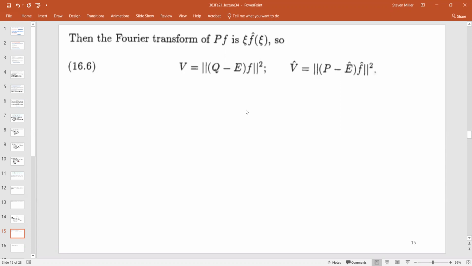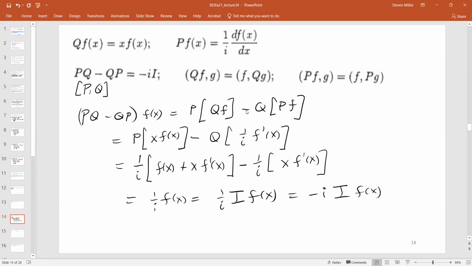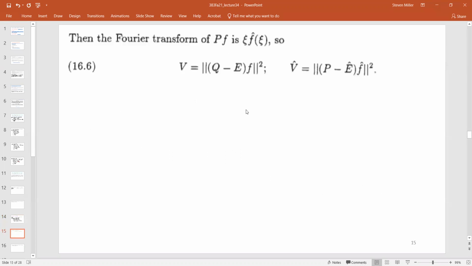It's 1 over i. That's why P was defined as 1 over i. The constant doesn't really matter, but because I have a 1 over i, when you take the Fourier transform it's i times, and the i's cancel. So again, it's just chasing the constants. Okay, so the Fourier transform of Pf is going to just be xi f hat of xi.